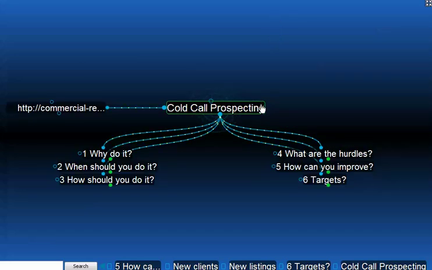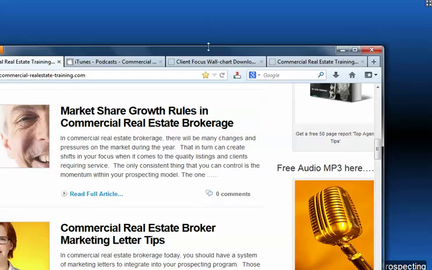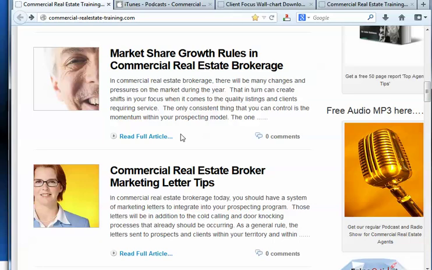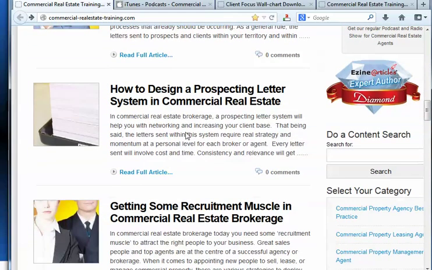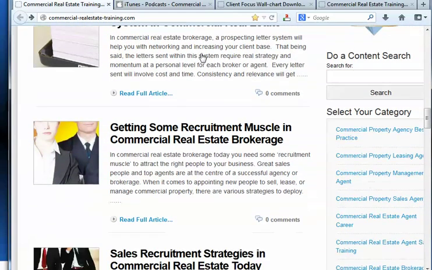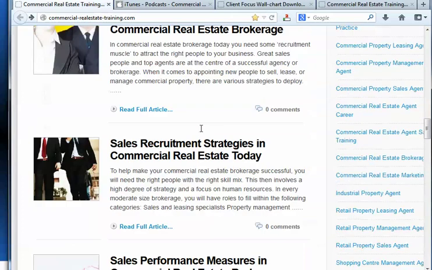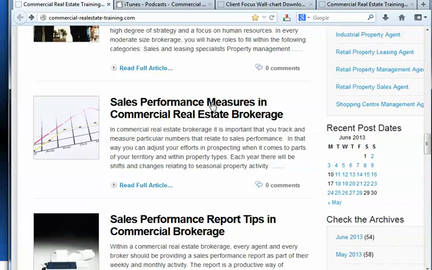Start your call prospecting processes. Be prepared to do the work, to get the things done, to research the right people, make those calls every day. As I said earlier, you can get a lot of information from our website on this, and there are many articles on prospecting here, prospecting letters, of course, some recruitment strategies, and also some sales performance measures. Lots of things there for you to get.